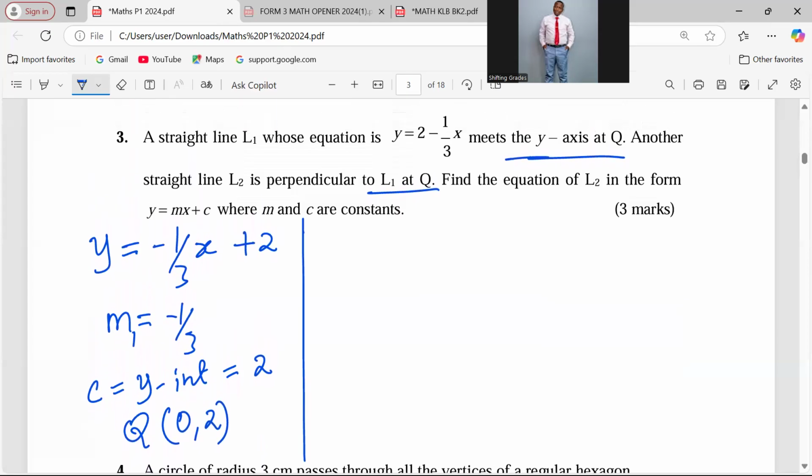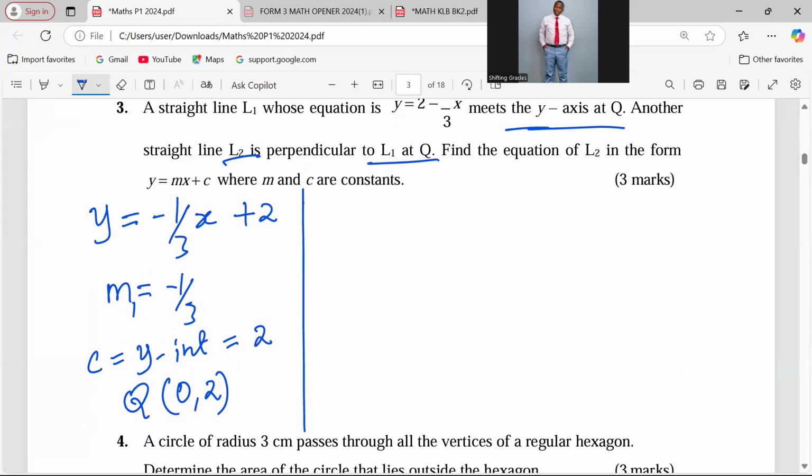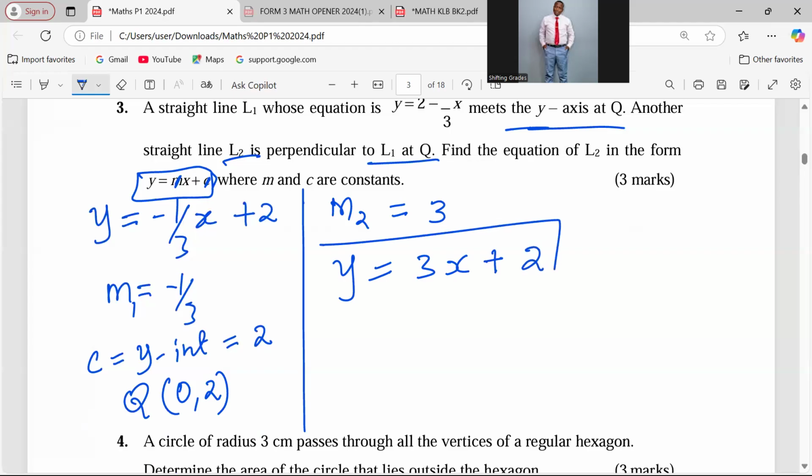Now there is another line, L2, perpendicular to L1. So if they are perpendicular, then gradient 2 can also be determined such that when we multiply it by negative a third, we get negative 1. And that gradient is automatically going to be positive 3. So positive 3 by negative a third gives us negative 1 for two perpendicular lines. Now, with the gradient, we can write the equation for line 2 in the form y equals mx plus c, because we have m and we have c. So y equals 3x plus 2, and the y-intercept is 2.